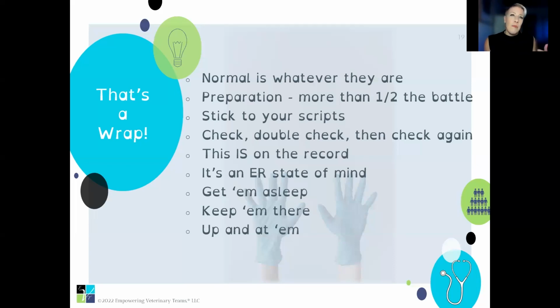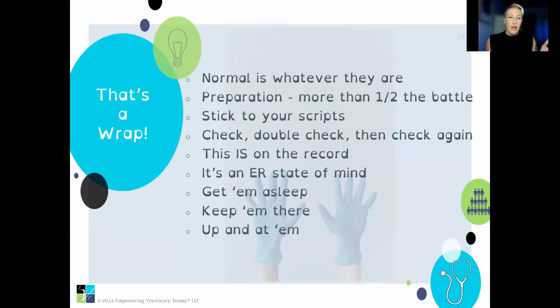What I want you to keep in mind, going back to that first slide, is that normal is whatever they are. So there are those normal ranges, but know what's normal for your patient. If they are typically pulse oxing at 96, don't freak out when they're 95, 94. Just don't let them get any lower than that, right? But also know what their heart rate is, understand what the breed predilections are, and be ready before anything happens. And that includes you, right?